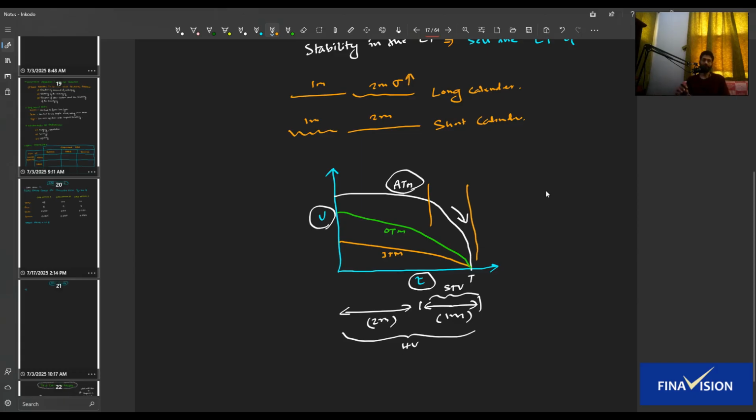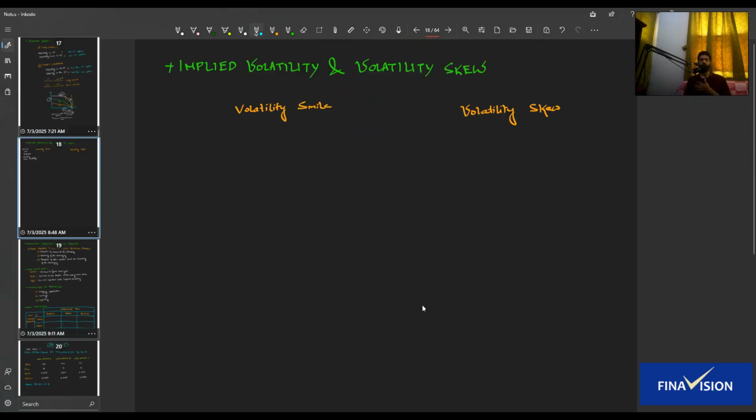Now we'll move into the next segment where we'll talk about volatility: implied volatility, volatility skew, and volatility smile. What do we understand by all this? So friends, let's say at a certain period of time, t equals 0, we have a stock which is priced at $100. Now, for this stock, we are going to look at a series of option premiums and their prices for the same expiry. Let's say expiry of 3 months.